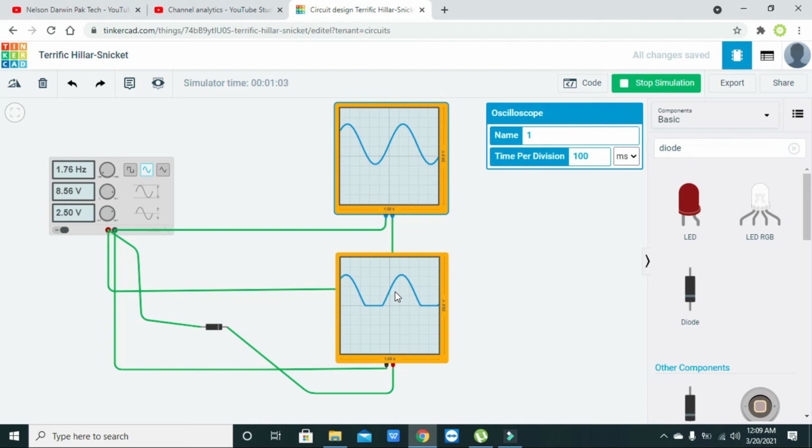So now we can say that the above is the AC waveform while the below is the DC waveform. In this way you can work with the diode. Hopefully now you can simulate and get a bit of a concept about diode rectification in Tinkercad. So thanks for watching.